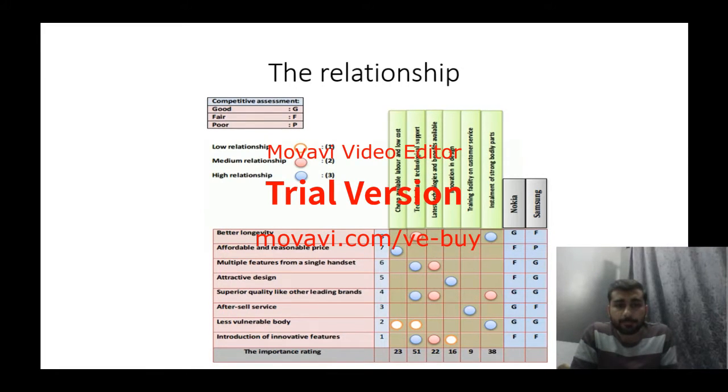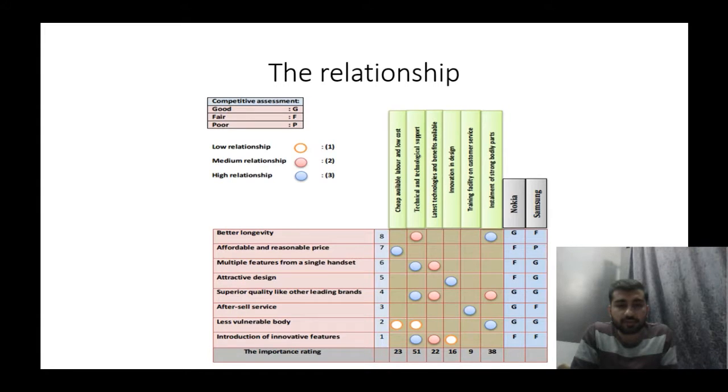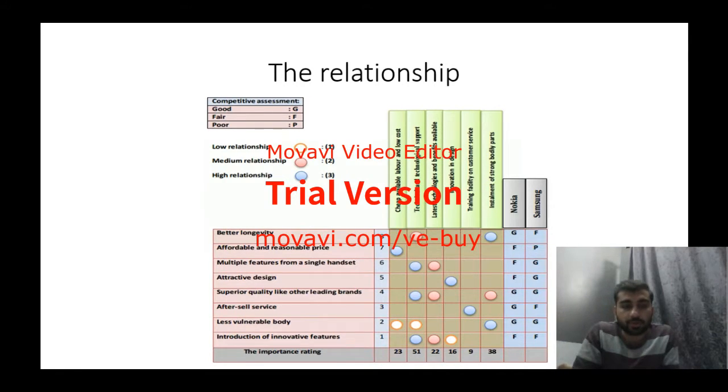Moving on, we can see that affordable and reasonable price is another requirement of the customer, and OnePlus can achieve that by using cheaper available labor and low cost. So eventually the low cost will transfer into the lower price for the customers.